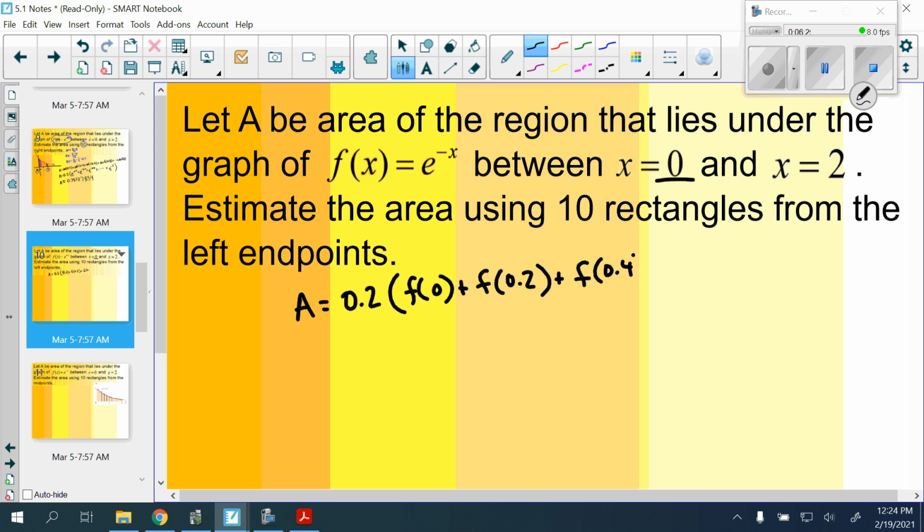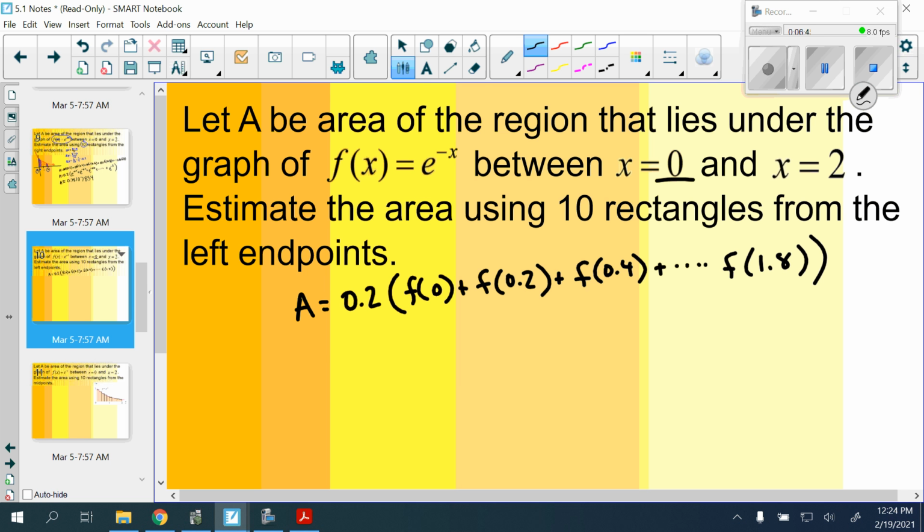So 0.4. And we continue this all the way till the last rectangle. The last rectangle, the right side is going to be on 2, but the left side of that rectangle, which we're taking the height from, would be at 1.8. So that's where the last one would end.